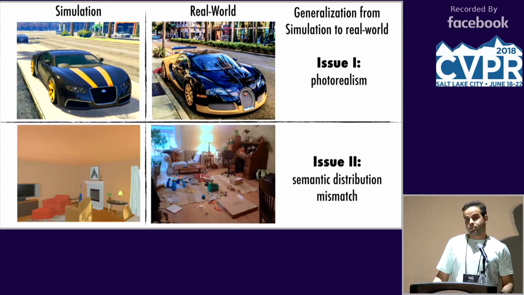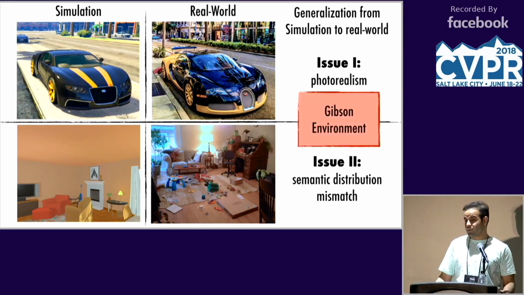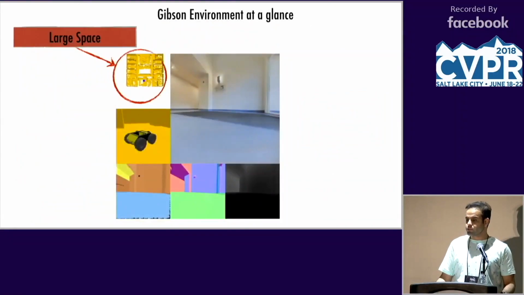A bigger issue is semantic distribution mismatch. The models used in simulators are usually hand designed and artificial, so they do not really reflect the semantic complexity of the real world. This is not an issue that can be alleviated with any adaptation method. So we propose Gibson to get around some of these issues.